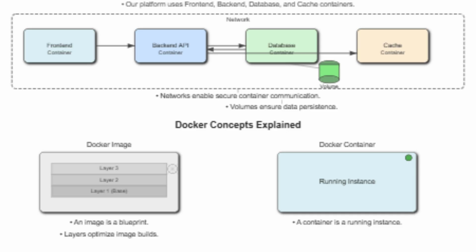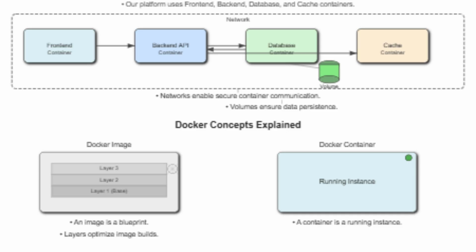Now, let's clarify some core Docker concepts. Think of an image as a blueprint, a static snapshot of your application and its environment. A container, on the other hand, is the running instance of that blueprint. You build images once, but you can run many containers from a single image.